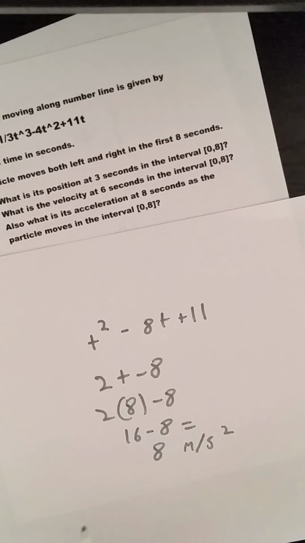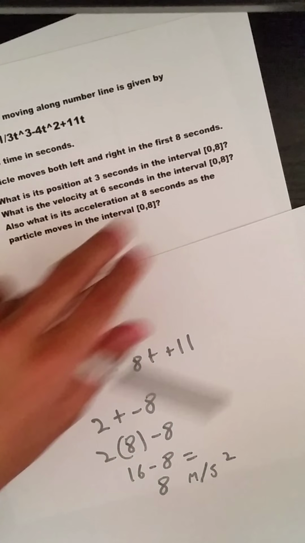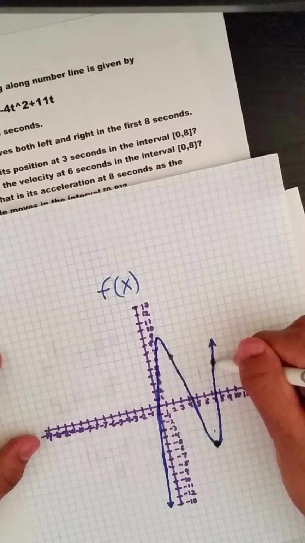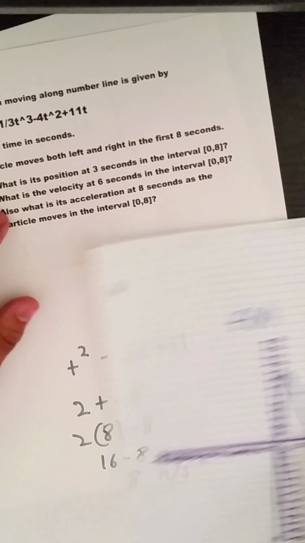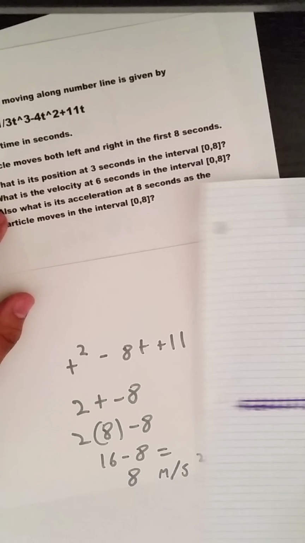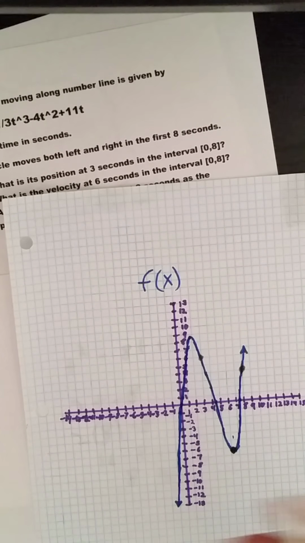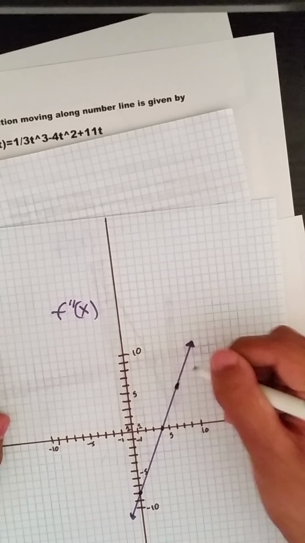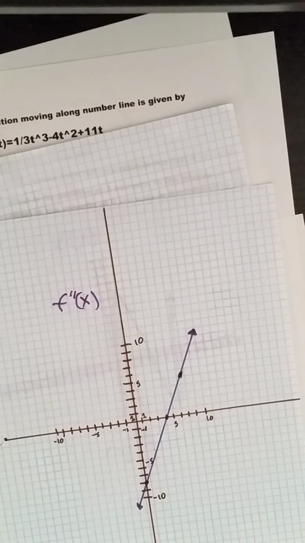If we go back to the original function, it will tell you that at 8 seconds, which is right about there, it will be accelerating at 8 meters per second squared. And if we graph that, we would be able to see that its acceleration at 8 should be the same, 8 meters per second squared. And that's how it looked, and I hope that was helpful.